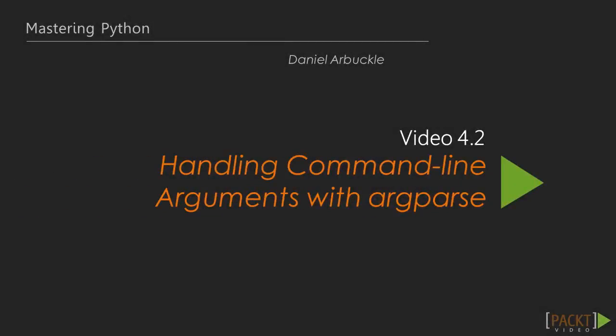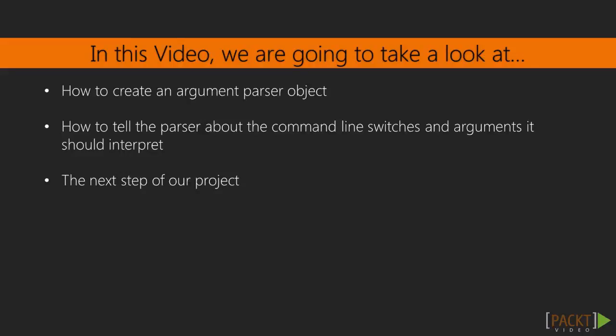4.2 Handling command line arguments with argparse. We're going to see how to create an argument parser object and how to tell it what the command line switches and arguments it should look for are. And then we're going to perform the next step of our project.